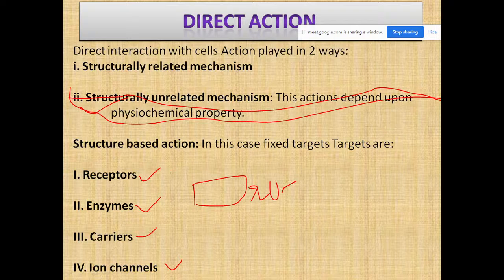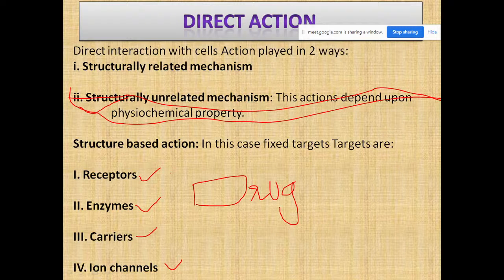They will initiate nothing but the physiological and biochemical process. They will modify, they will stimulate the receptors, they will inhibit the receptors, they will inhibit the enzymes, they will stimulate the enzymes, they will inhibit the carrier, they will stimulate the carriers, they will close the ion channels, they will open the ion channel. So when the drug combines either with the receptors or enzymes or carriers or ion channels, that will bring changes in the physiological and biochemical activity of the particular cell. So by this way, drug will also act.